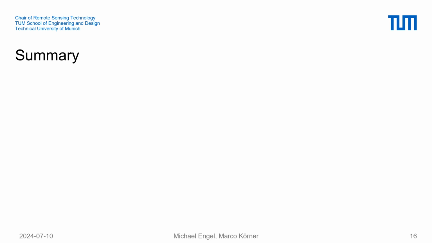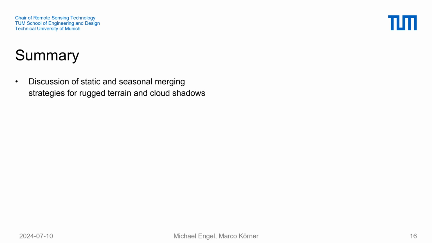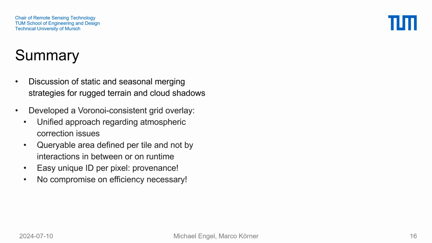Yay! So what did we do? We discussed static and seasonal merging strategies and its implications for rugged terrain and cloud shadows. As a solution to the emerging issues, we proposed a Voronoi consistent grid overlay. And at this point, let me emphasize this. Besides solving the atmospheric correction issues, it defines the queryable area per tile, so not by interactions in between tiles or on runtime. That fosters provenance and makes it easy to acquire a unique ID per pixel of a compound.